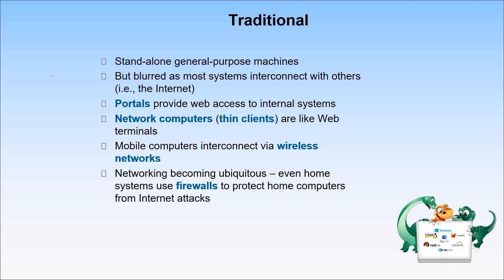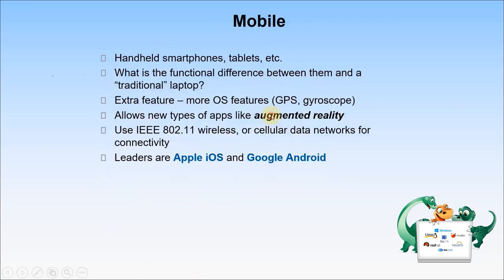Now, portals provide web access to internal systems. Network computers, also known as thin clients, are like web terminals. Mobile computers interconnect via wireless networks. And networking is becoming ubiquitous; even home systems use firewalls to protect home computers from internet attacks. So these are the traditional setups.